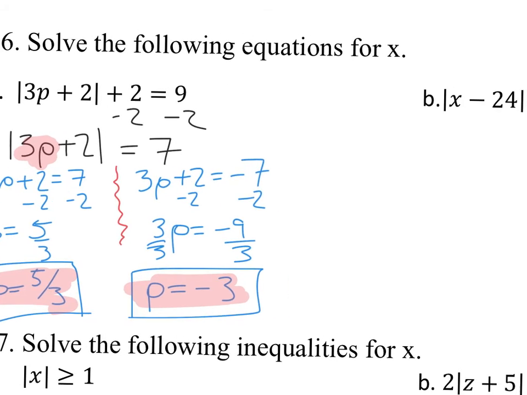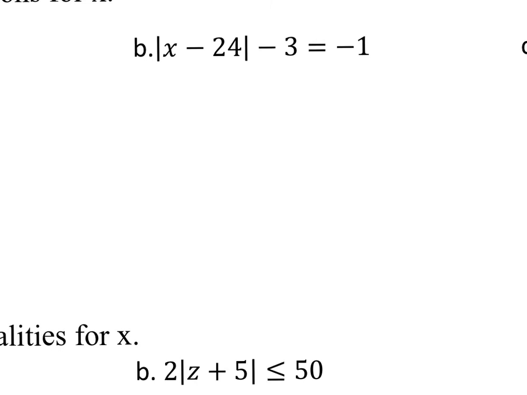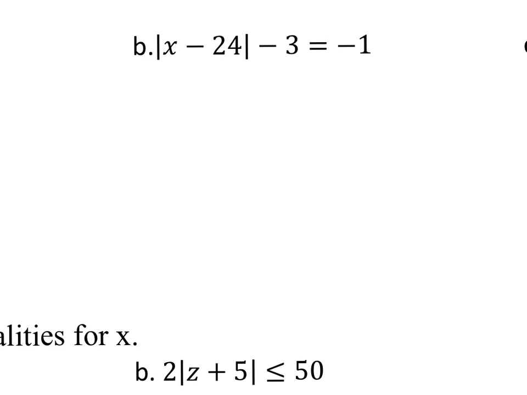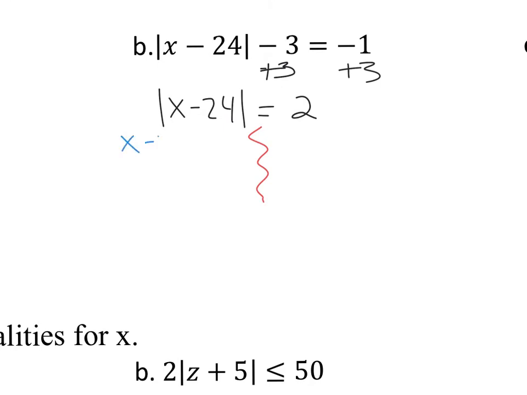Okay? Let's take a look at this one. Now, the first thing we must do, as always, is get the absolute value by itself. So what do I have to do with the minus 3? So I have x minus 24 is equal to 2. Now what do we do? Yeah, we're going to do it on either side, right? So we have x minus 24 equals 2. x minus 24 equals negative 2.